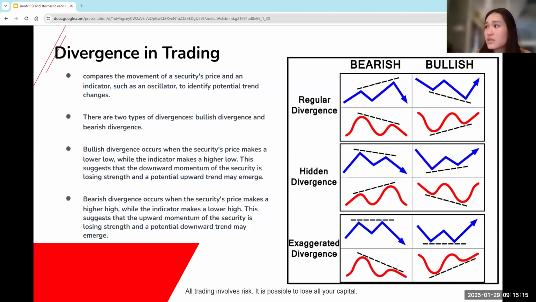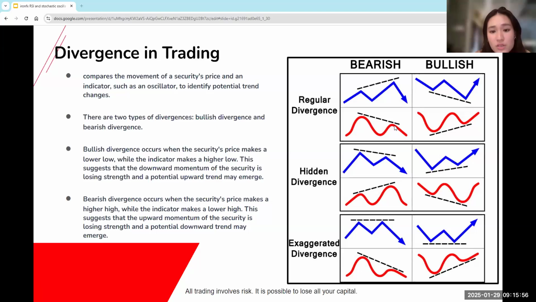So you can kind of see this. Let me move the image. But you guys can kind of see the bearish and bullish examples here. We also have the hidden divergence, which I'll get into in a bit, and also the exaggerated divergence. So on the other hand, bearish occurs when the security's price makes a higher high. So you can see here it makes a higher high, while the indicator, so the red line, makes a lower high. So this suggests that the upward momentum of the security is losing strength and a potential downtrend may emerge.